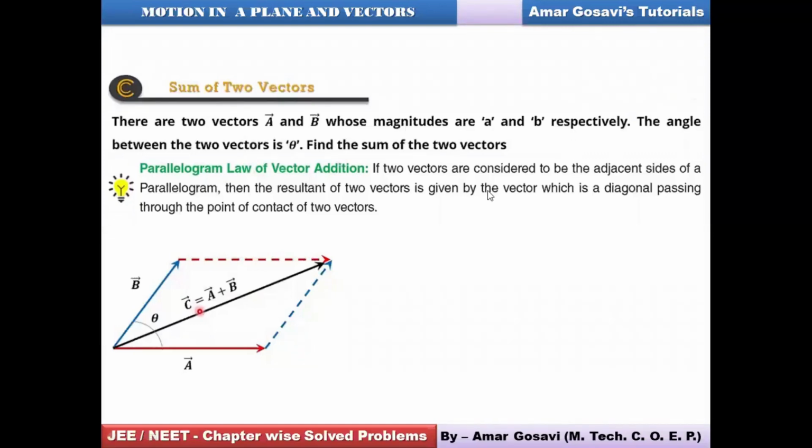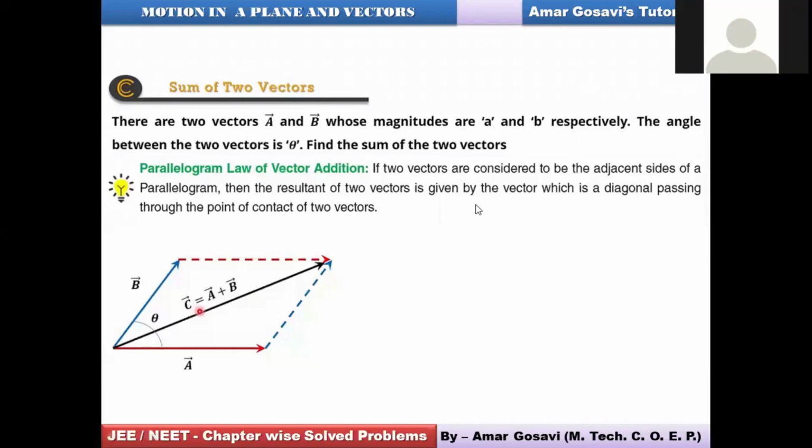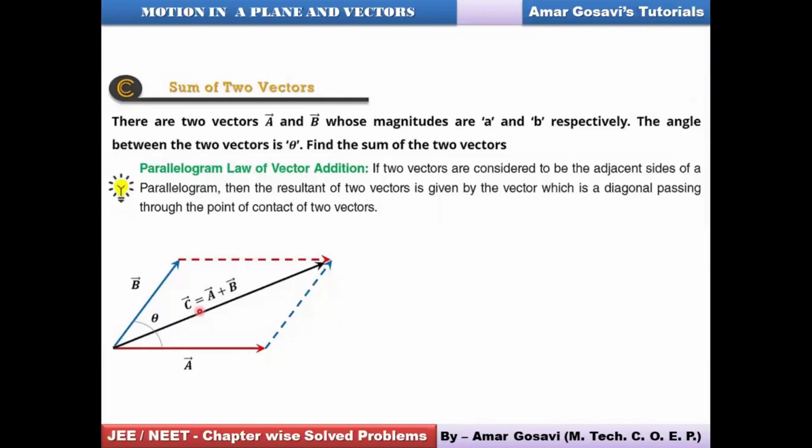Three different laws for vector addition. The first one was the triangle law of vector addition. The second law was the polygon law, for more than two vectors. And then we discussed the parallelogram law of vector addition, which was a modification of the triangle law.